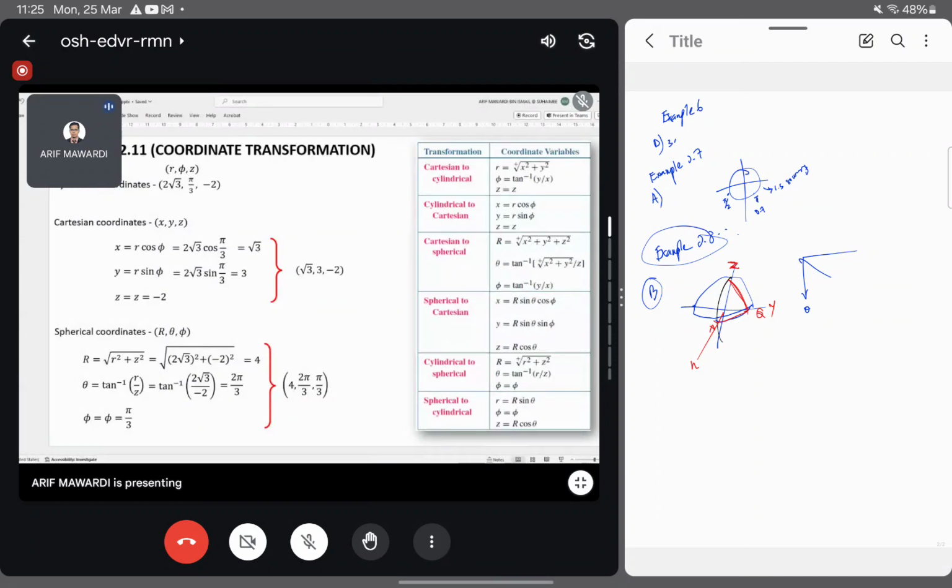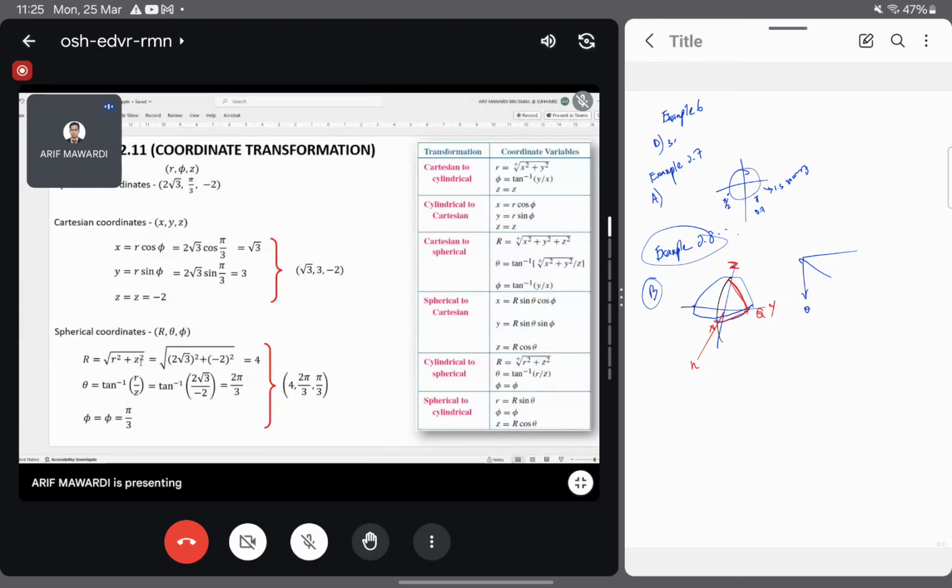So now we want to go from cylindrical to spherical. So therefore we should use this one, from cylindrical to spherical. The first one allows us to calculate the value for the first coordinate variable in the spherical coordinate system, which is capital R. So capital R is equal to the square root of r squared plus z squared.